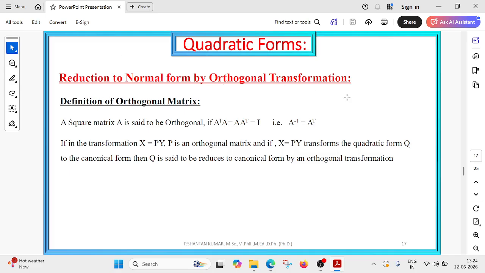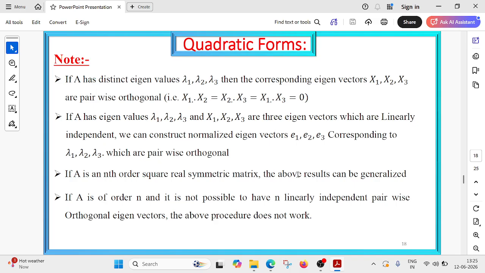Next, reduction to normal form by orthogonal transformation. Definition of orthogonal matrix: we already discussed it. An orthogonal matrix is nothing but A transpose A equals A A transpose equals I, and this transformation will be there. So X equals PY. If the transformation X equals PY and P is an orthogonal matrix, then the quadratic form Q transposed into the canonical form C is known as the orthogonal transformation or reduction of QF to CF.